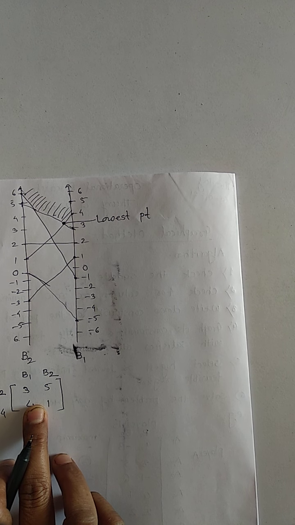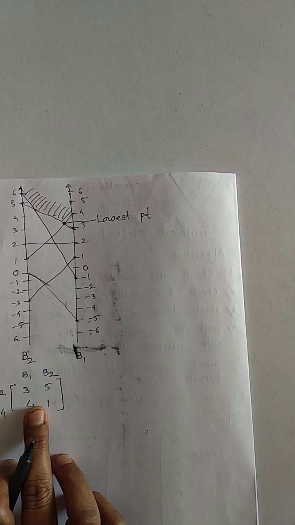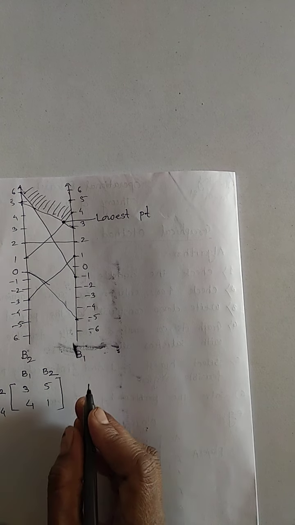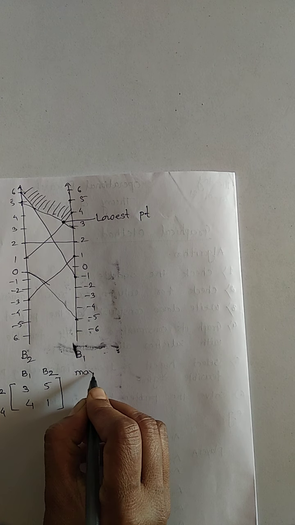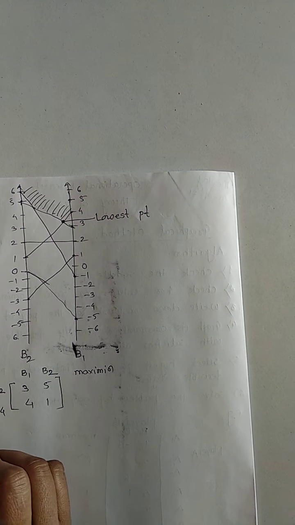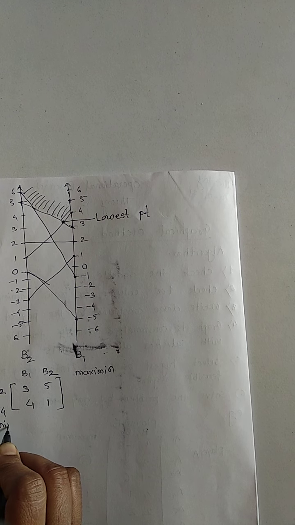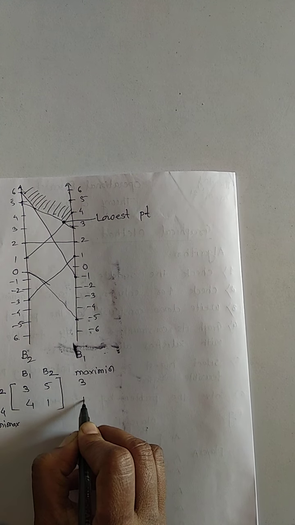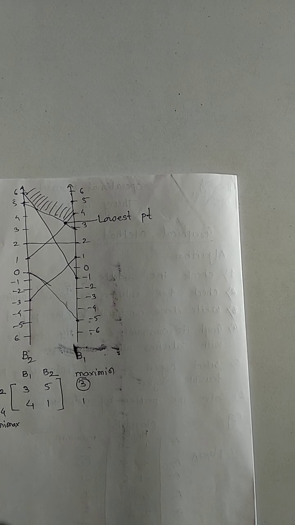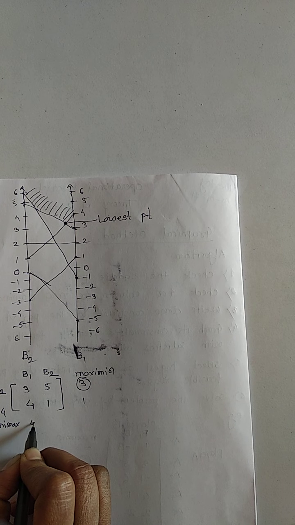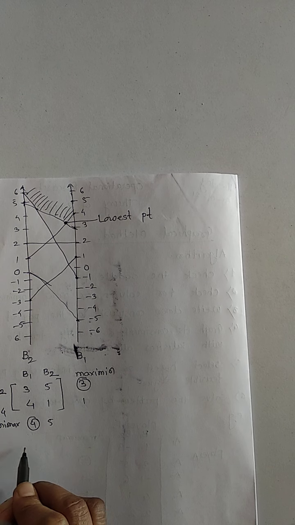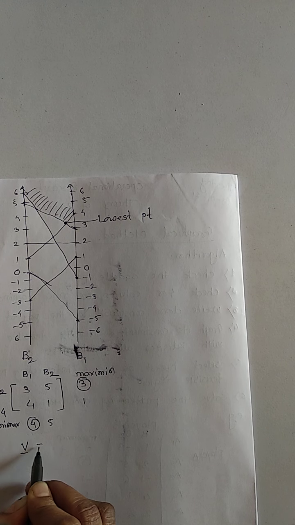Then by using the without saddle point method or mixed strategy method, solve this problem. First find the maximin and minimax. Here the minimums are 3, 1 and the maximum is 3. Here the maximums are 4, 5 and the minimum is 4. Maximin is not equal to minimax.